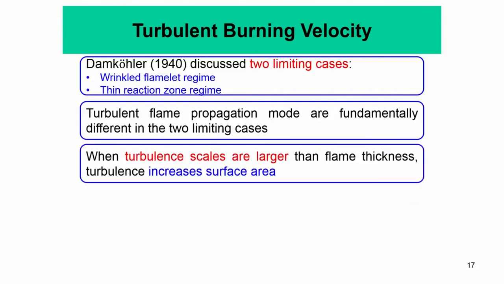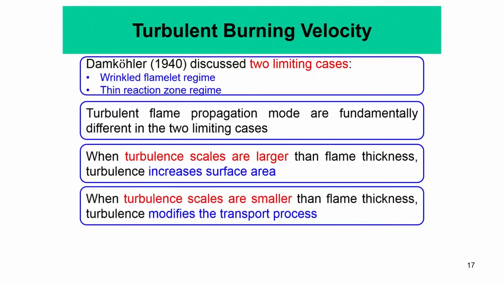Okay, when the turbulent scales are larger than the flame thickness, that is in the corrugated flamelet regime or the wrinkled flamelet regime, where there is no disturbance of the preheat zone structure by the turbulent eddies, then turbulence just increases the flame surface area due to tangential straining without distorting or disturbing the inner flame structure. But when turbulent scales are smaller than the flame thickness, then turbulence can modify the transport processes also.